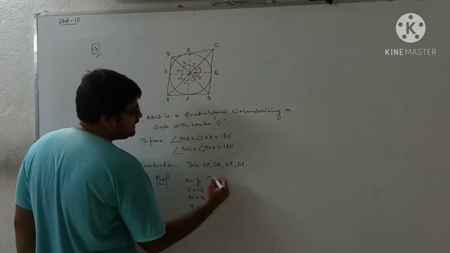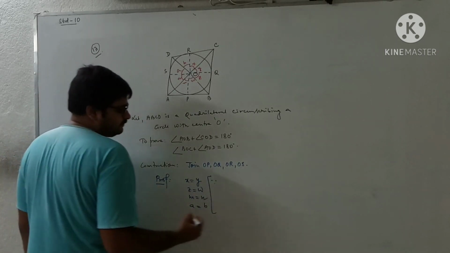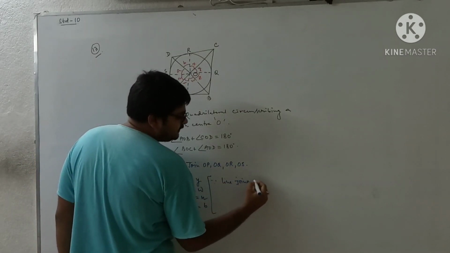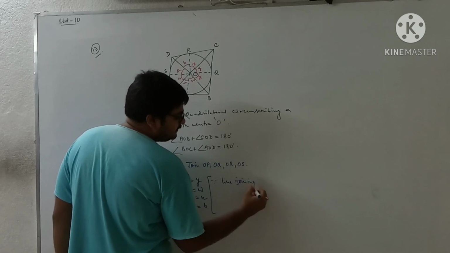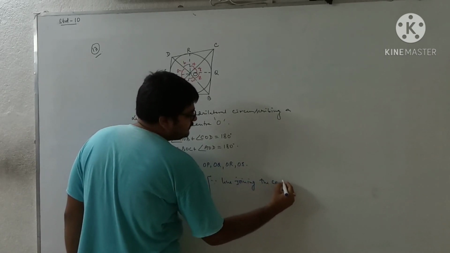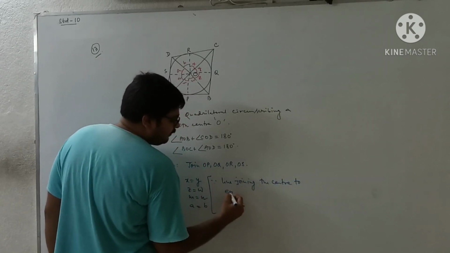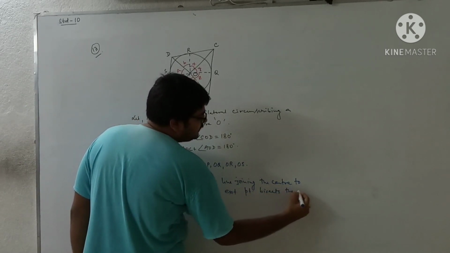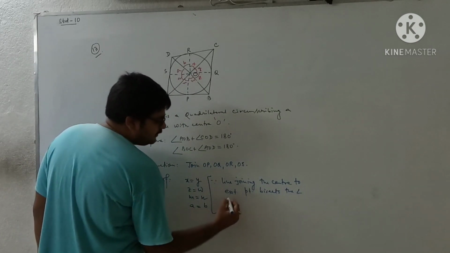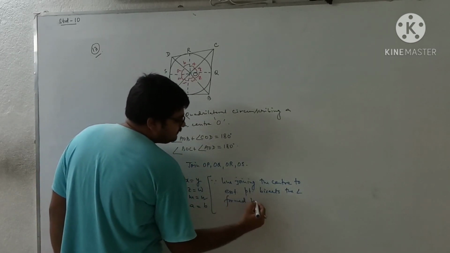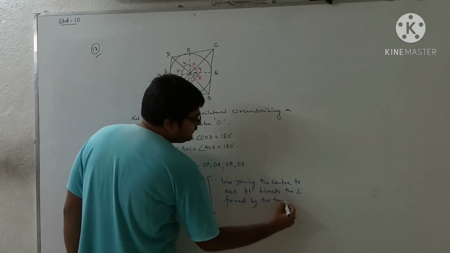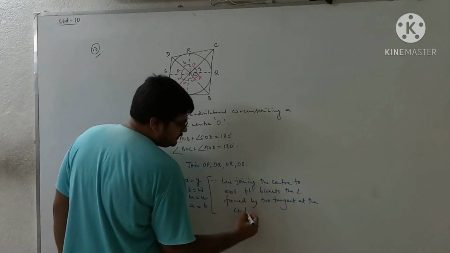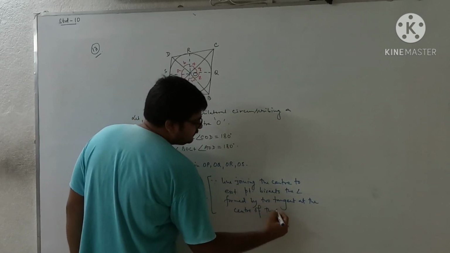All of them have the same reason, since the line joining the center to the external point bisects the angle formed by two tangents at the center of the circle.